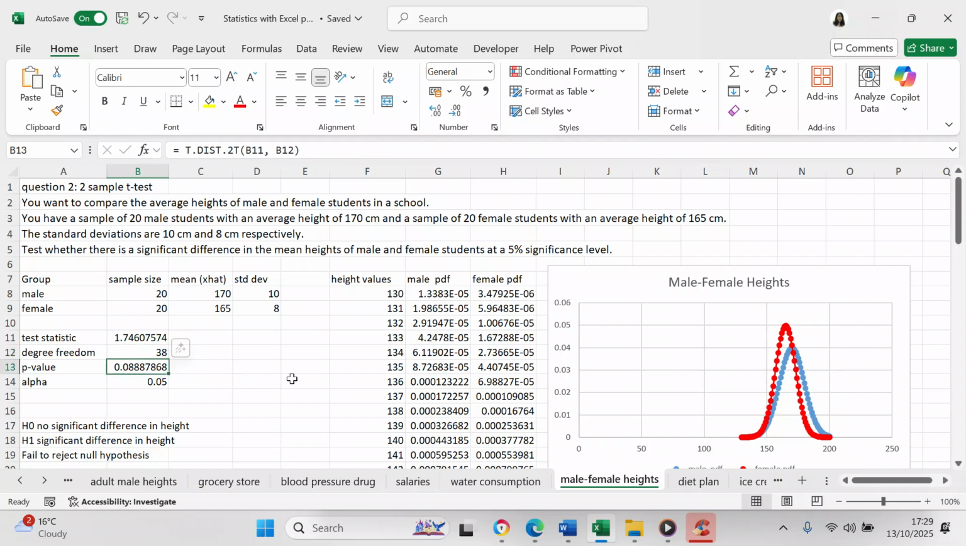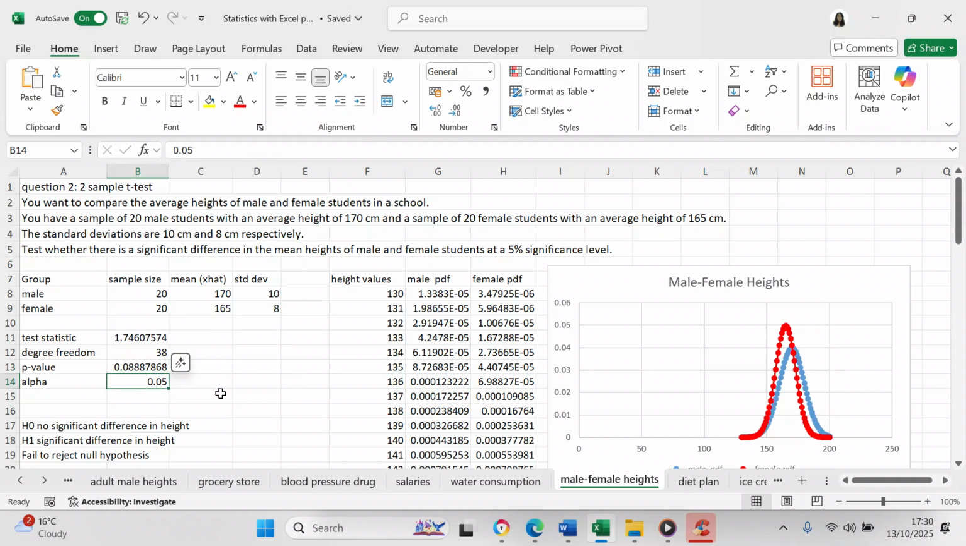So get your p-value, which is your probability, and at T.DIST.2T. T means it's a t-distribution, and 2T means it's two-tailed. In brackets, B11 is your test statistic of 1.74, and B12 is your degrees of freedom of 38. And that gives you a p-value of 0.08887. So you've got your alpha, which is your significance level of 0.05.